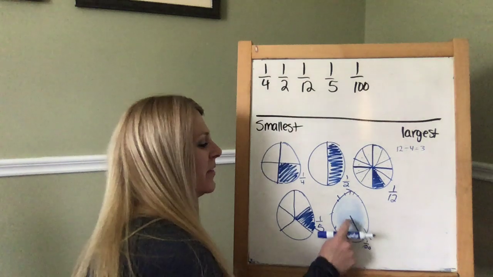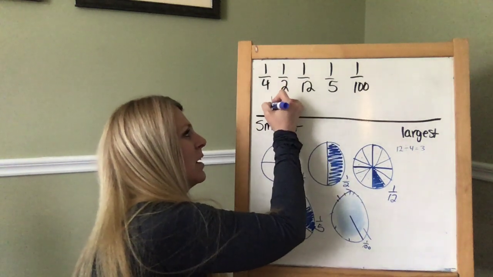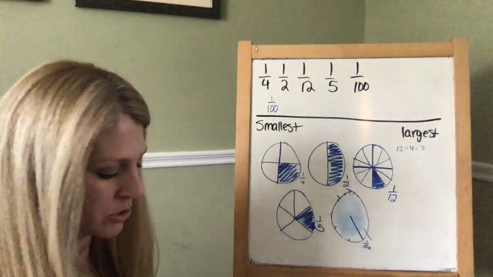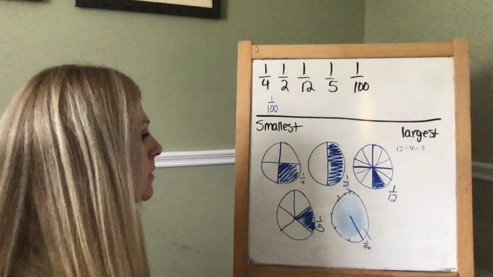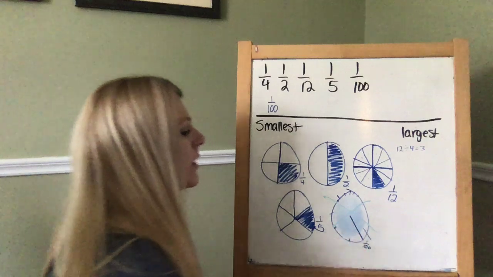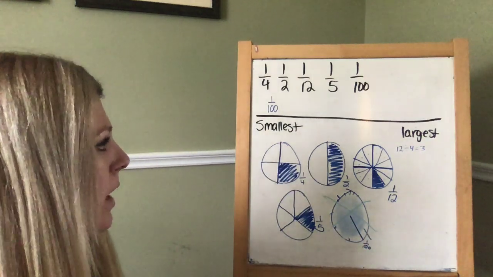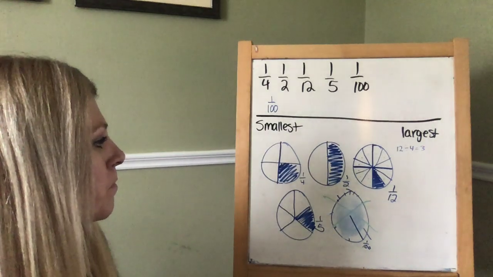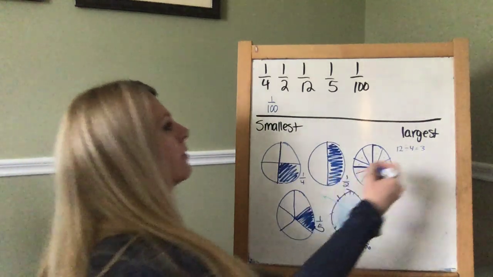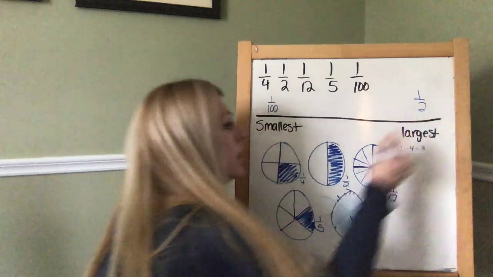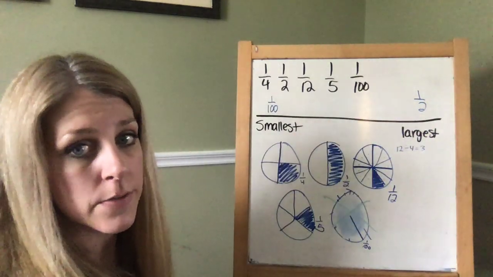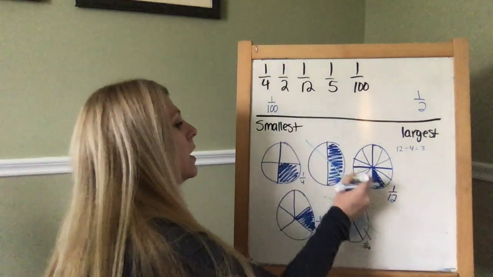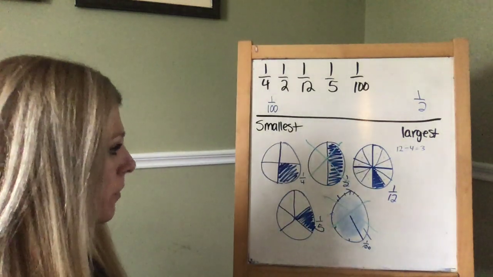Okay, so the smallest one I see is going to be 1/100th. Okay, so we're done with this one. Actually, use a different color. We've got that one done. So then how about the largest, the biggest piece of pizza? I would definitely say is a half, right? That's the biggest one. And if you went in order when you did yours, that's fine. I just like to kind of eliminate some of my choices to make it a little easier on myself.